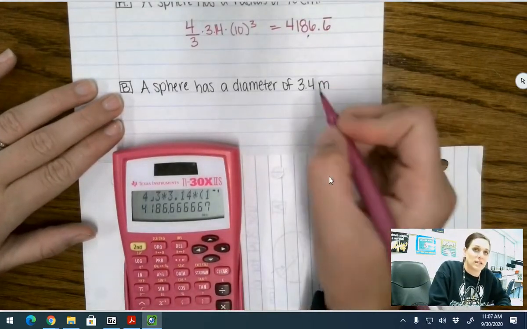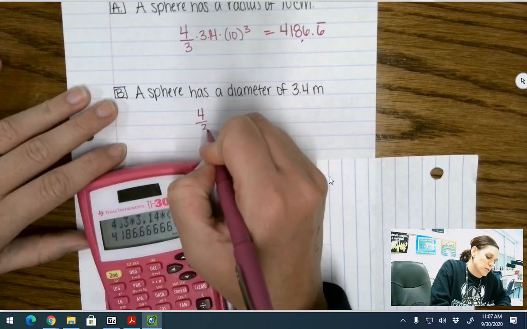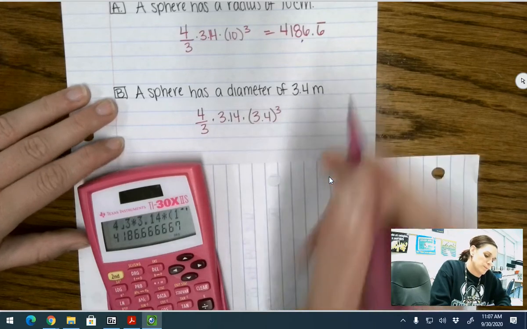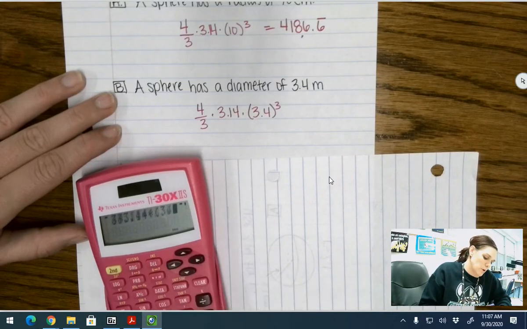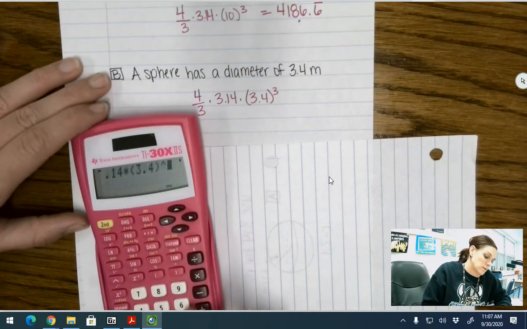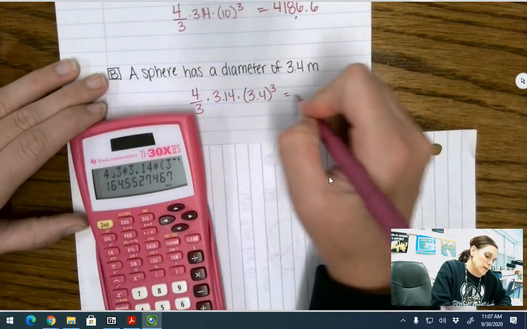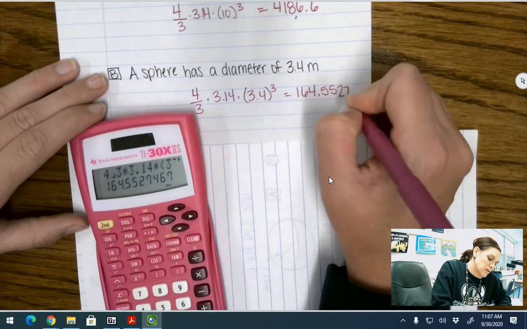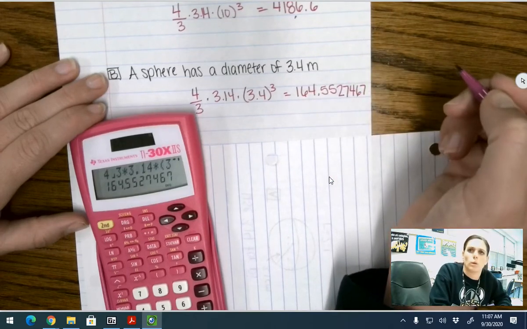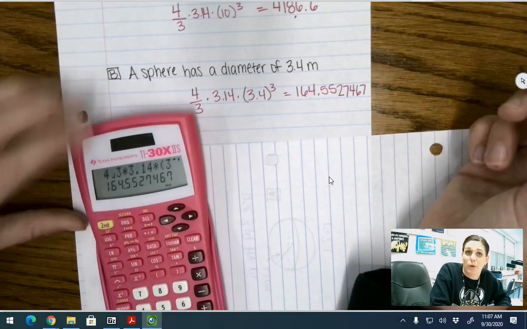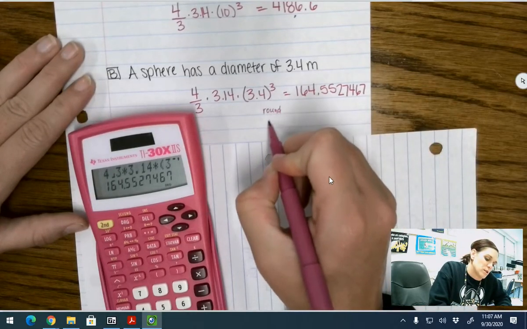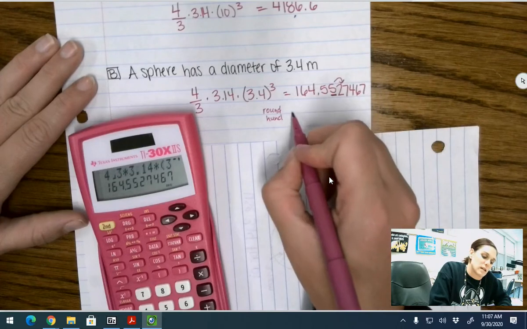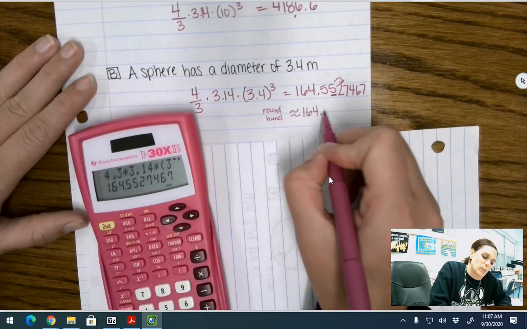Let's look at this next one. We should have 4/3 pi times radius cubed, 3.4 caret 3. And you get 164.5527467. Whoa. This one might ask you to round. Go ahead and put all the digits. Maybe I say round to the hundredths place. The hundredths place is the second digit. I look at the neighbor. 2 says to stay the same. So it's approximately 164.55.